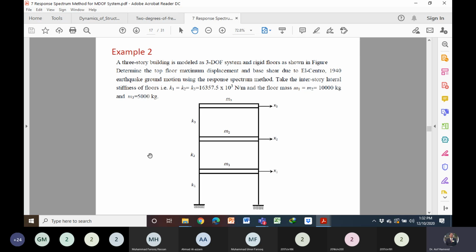Who can read the statement? Read the statement, son, please. Any volunteer?